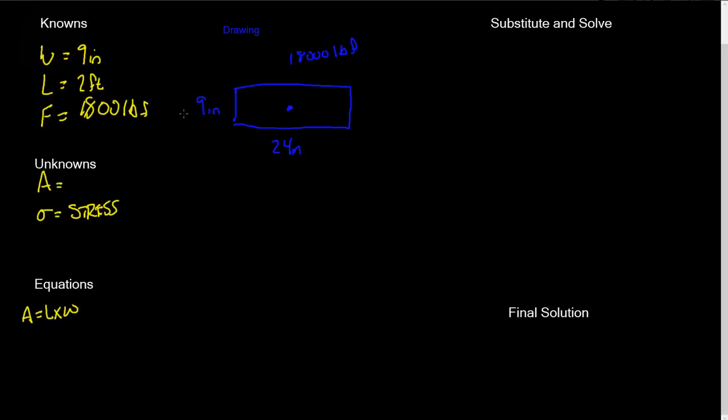So the first thing I need to figure out is I need to calculate for area. So I'm going to do my calculations over here in this pink color. So the area equals the length times the width. And in inches squared, it's going to equal 9 inches times 24 inches. So we've got our two length and width there. That ends up being 216 square inches.